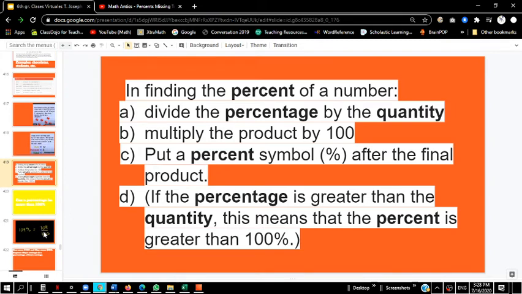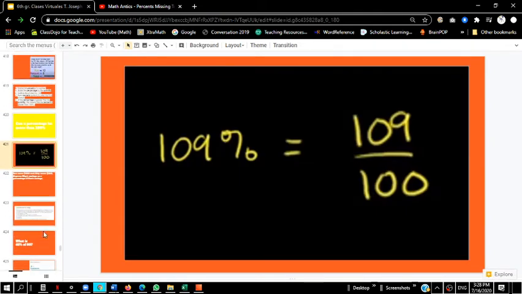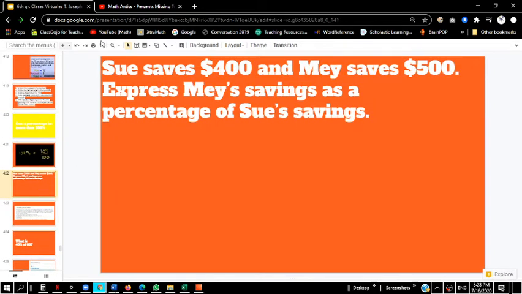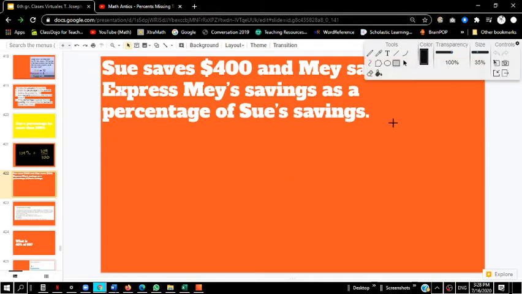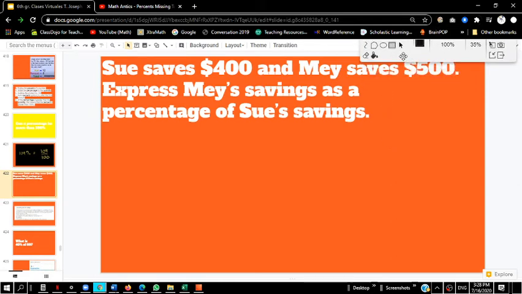Okay, now we did the video in one class and we did the problem in another class. So I'm going to just take a look at this problem right here that we're looking at on the screen. So let's read that. It says Sue saves $400 and May saves $500. Express May's savings as a percentage of Sue's savings.